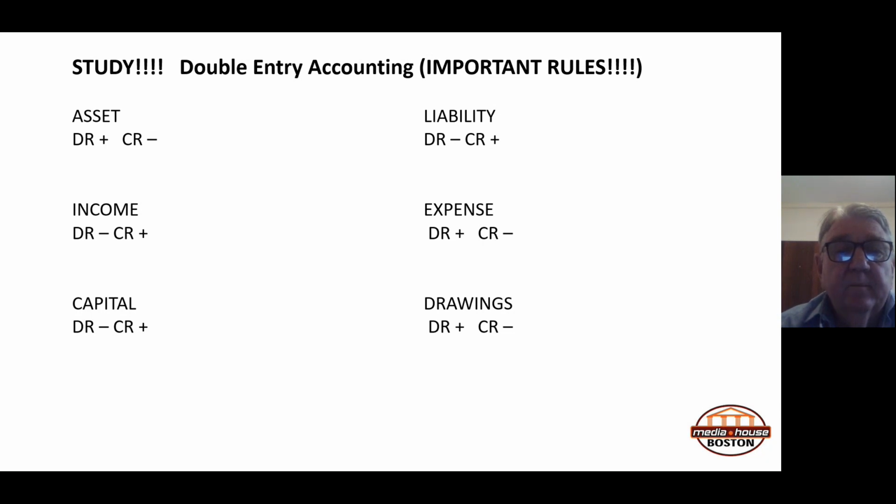In this case, it works opposite to the assets. When we debit the liability, it reduces the liability. And if we credit the liability, it increases the liability.